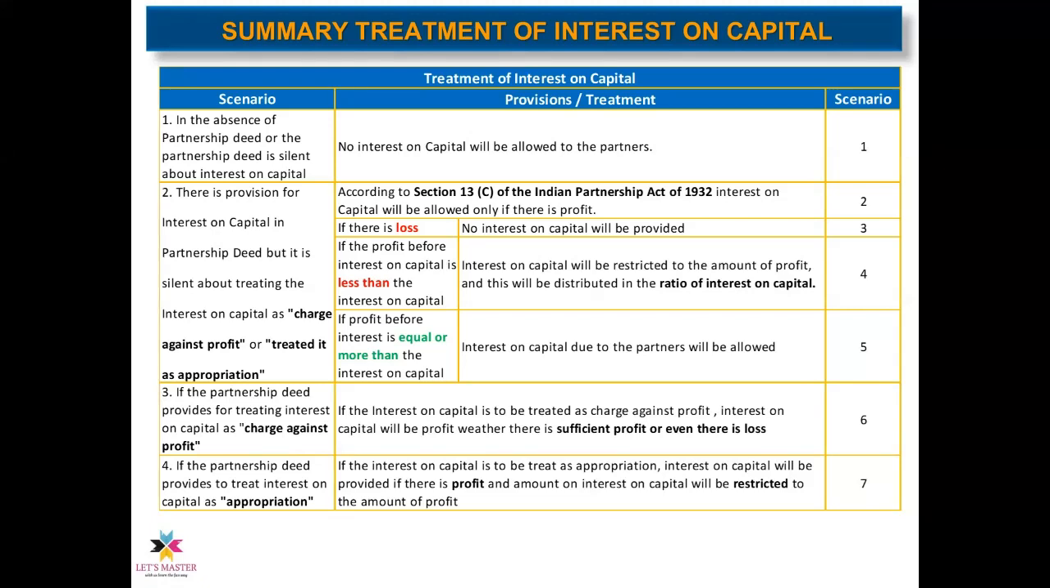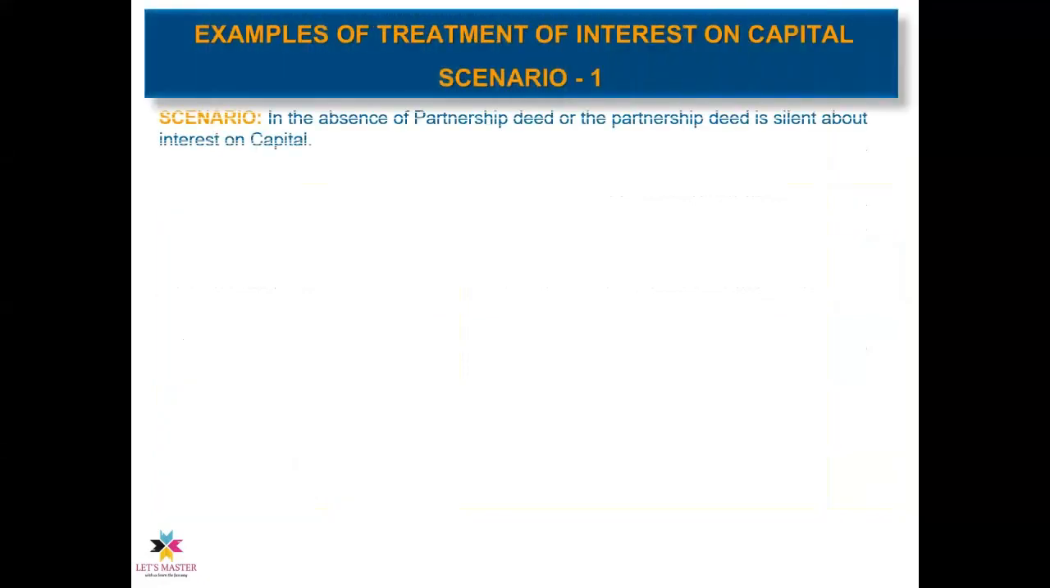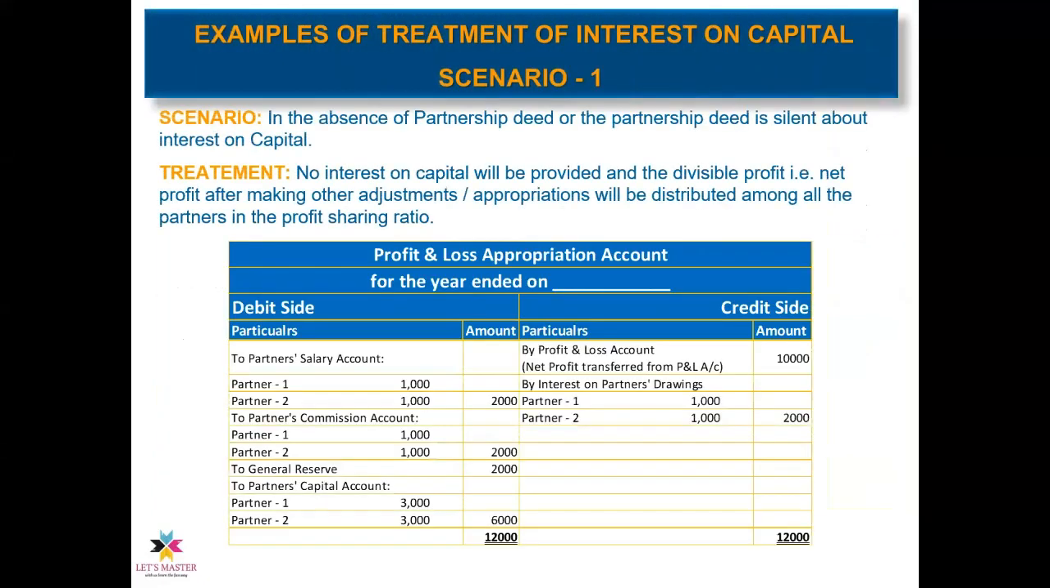Now we have discussed these different scenarios in detail one by one. First scenario, no interest on capital would be provided. So the entire amount of net profit that has been disclosed by the profit and loss account would be distributed, the appropriation would be done in the different heads other than interest on capital.